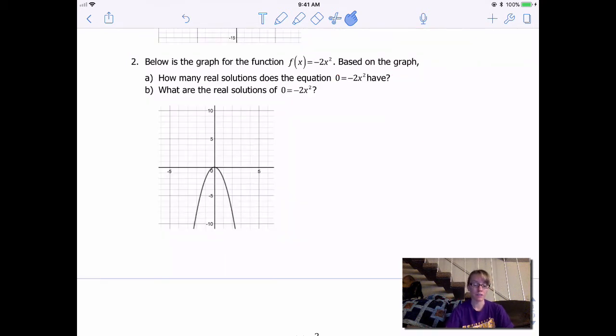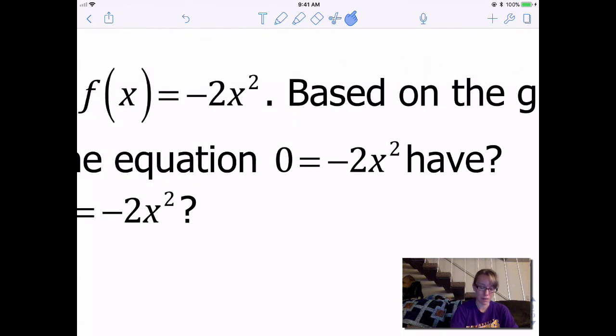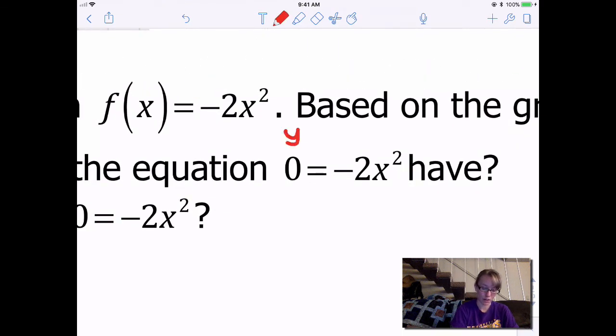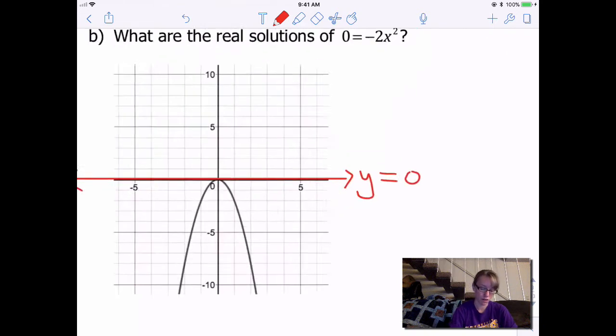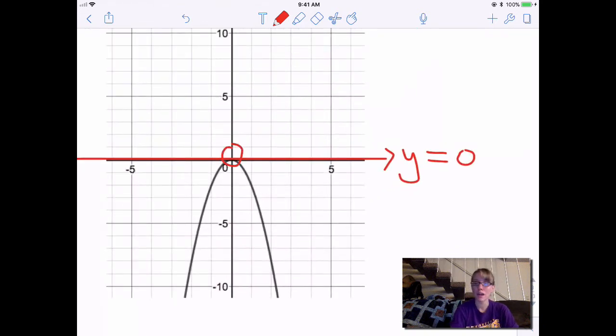On to number 2. Now I'm giving you the graph of f of x equals negative 2x squared. Notice it opens down like a frown because I have that negative out front. And based on the graph, how many real solutions does 0 equals negative 2x squared have? Remember, I'm looking for where is 0, the y value. So let's draw that line. So that's the line y equals 0. How many times do those two graphs cross, the parabola and y equals 0? Well, it looks like it only happens one time, right there at the point 0, comma 0.